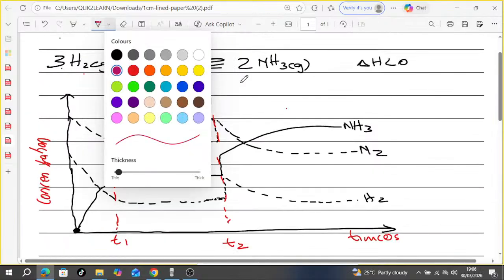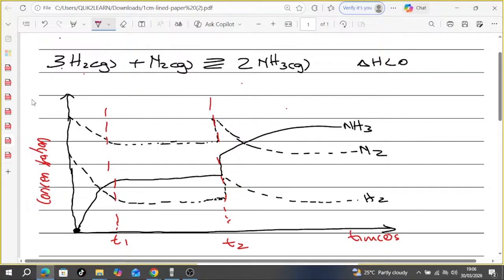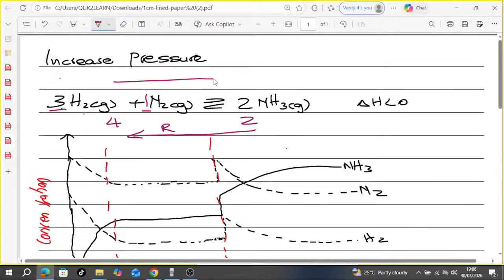Our reactants, we said we have 3 plus that 1, which gives us 4, and then this is 2. So this tells us that the reverse reaction gives us 4 molecules, and the forward reaction gives us 2. So how did we get the 4? 3 plus that 1. If we increase pressure, the reaction that produces fewer molecules will be favored.